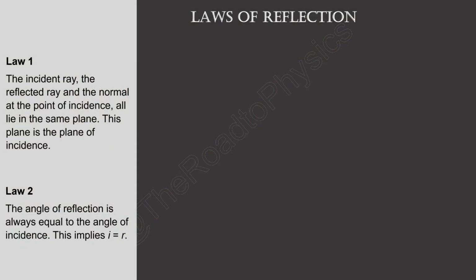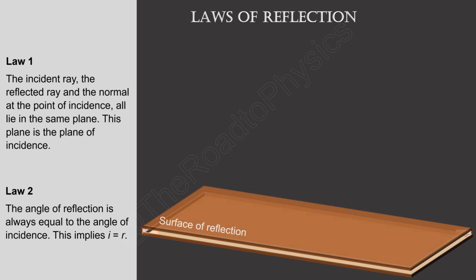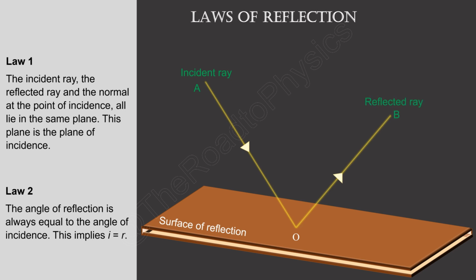All surfaces, irrespective of whether they are smooth or rough, reflect light in accordance to the laws of reflection. Let us say that the reflection of light is taking place from this surface. So, if an incident ray AO falls on the surface at point O, it is reflected along the path OB. This is called the reflected ray. The point O at which the incident ray intersects the surface is called the point of incidence.